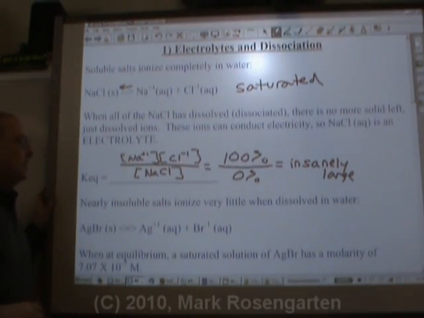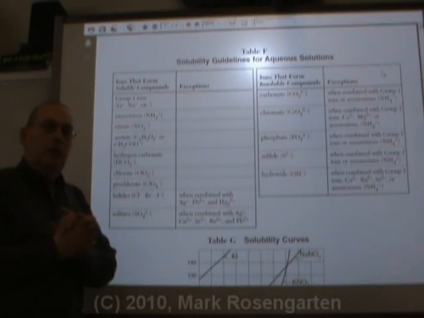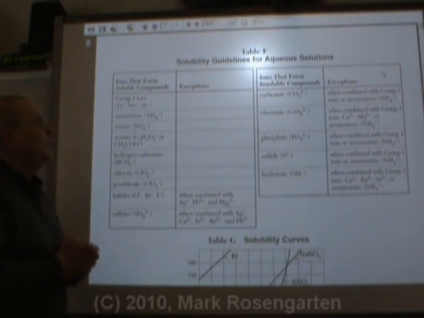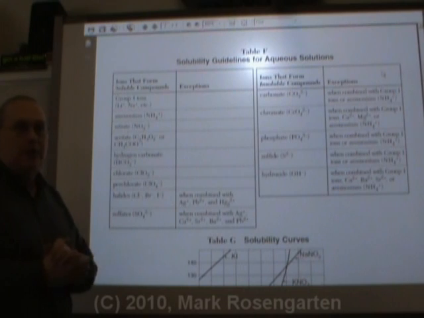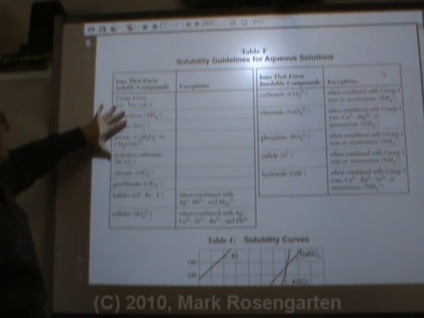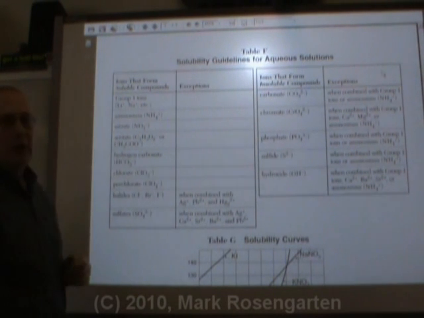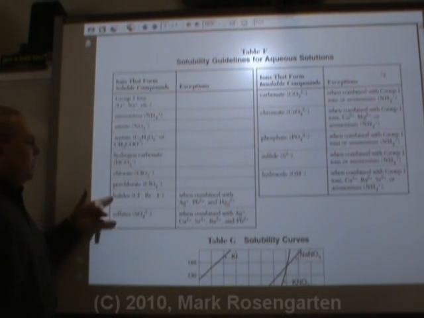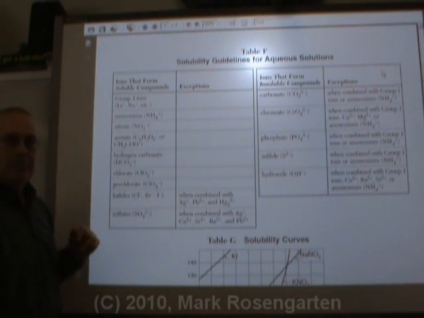Now, nearly insoluble salts ionize very little when dissolved in water. How can you tell if a salt is nearly insoluble? When you go to reference table F, this gives you the rules for which things are soluble and which things are insoluble. For example, anything with any of these ions will always be soluble with no exceptions. These guys are going to be soluble, but they'll have these exceptions.